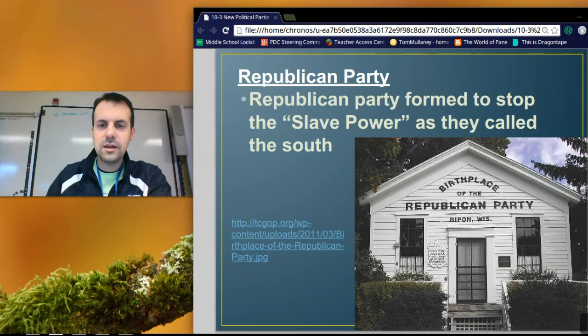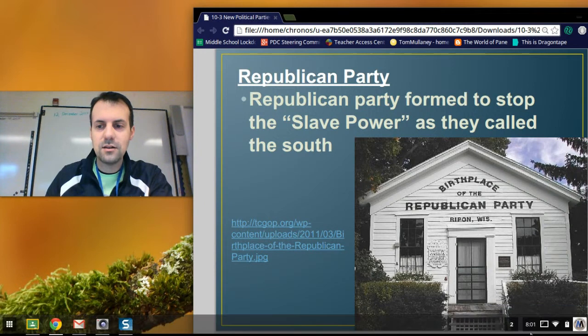And essentially one of the pushbacks against this is the Republican Party forms. It's there to stop the slave power, as it was called in the South. The slave power is essentially the idea that the South is winning all these battles about whether or not there'll be slavery in territories. And they seem to have more power than their population would indicate. So the Republican Party forms in 1854 with a goal of stopping slavery and especially stopping it in the territories. And that's where we end with this lesson.